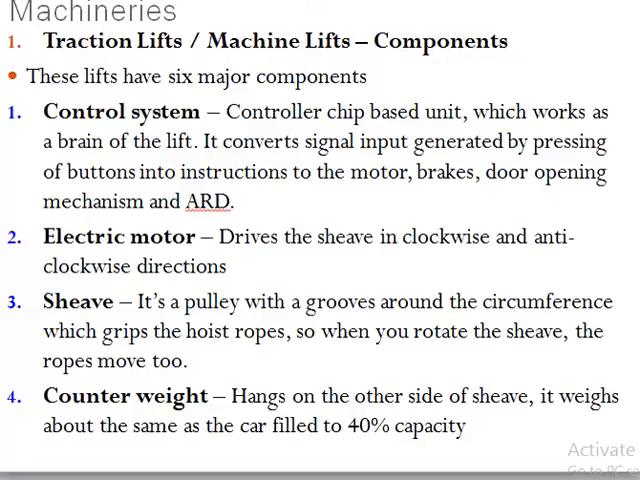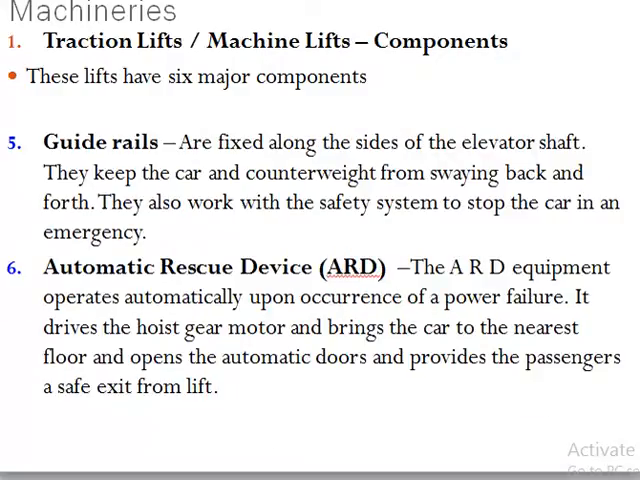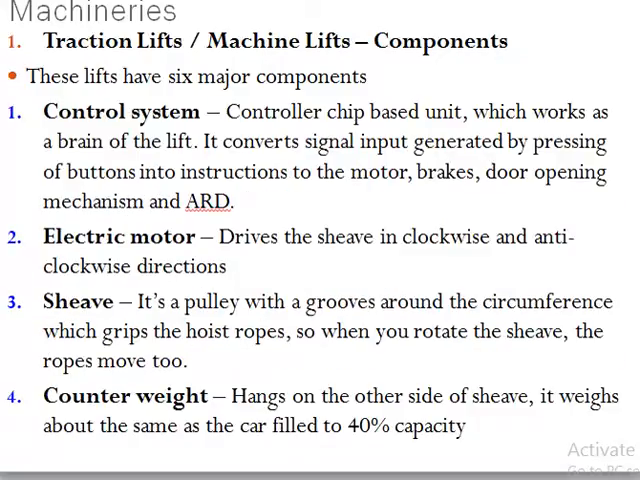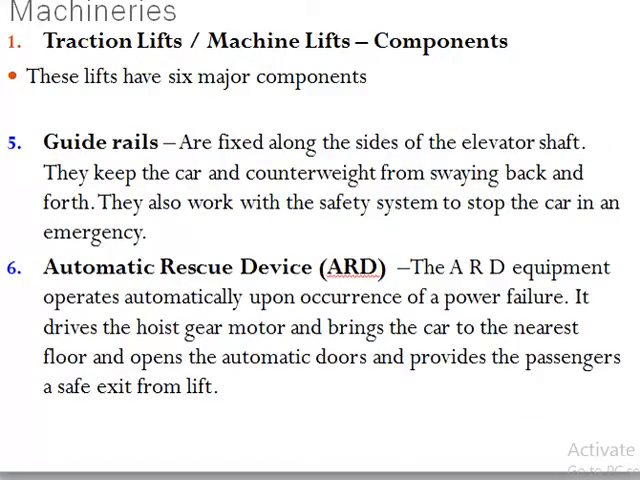So these lifts have six major component parts. First is the control system. Second is the electric motor. Third is the sheave. Fourth is the counterweight. And fifth are the guide rails. And sixth is the automatic rescue device, also known as ARD.